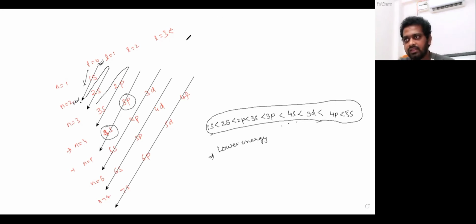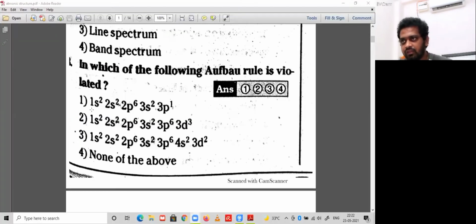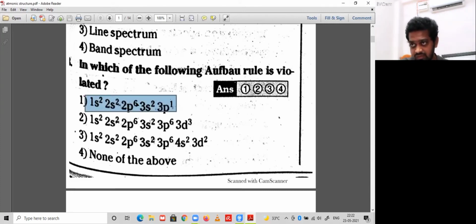Now, as for the given options, 1s2, 2s2, 2p6, 3s2, 3p1 is not violating the rule. What is the question? In which of the following is the above rule violated? So this option is not violating it. After filling 1s, 2s will be filled, 2s then 2p, 2p then 3s, 3s then 3p.